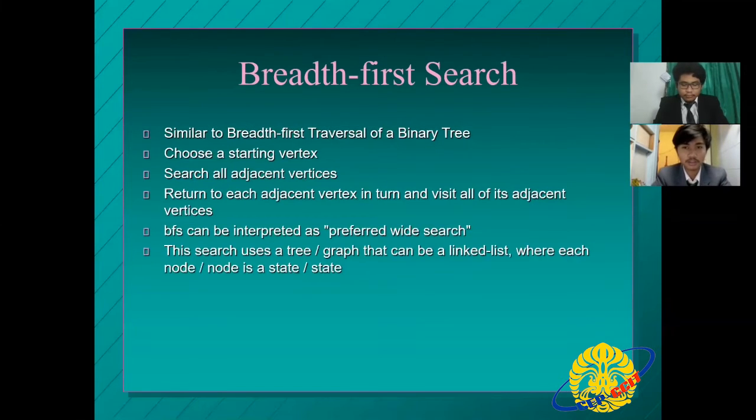There are ways to do the BFS. Similar to BFS, or breadth first search, is breadth first traversal of a binary tree. Choose a starting vertex, search all adjacent vertices, return to each adjacent vertex in turn and visit all of its adjacent vertices. BFS or breadth first search can be interpreted as a wide search, and the search uses a tree or a graph that can be a linked list.